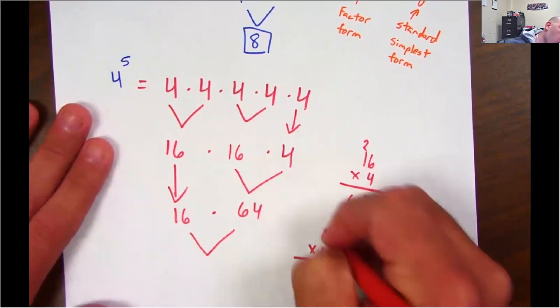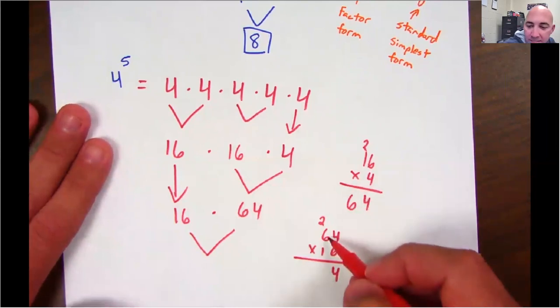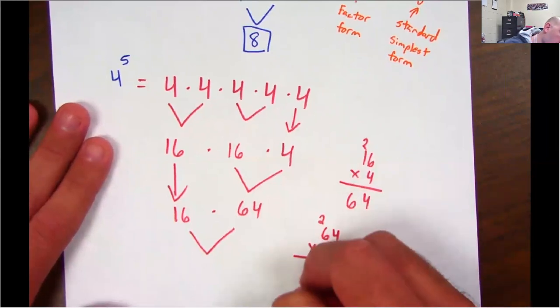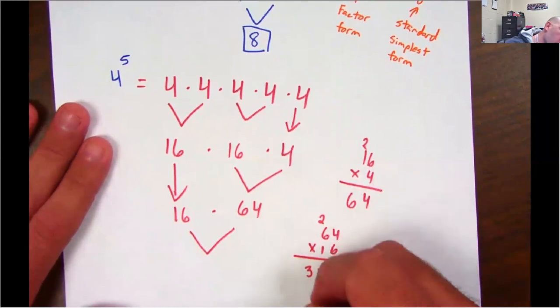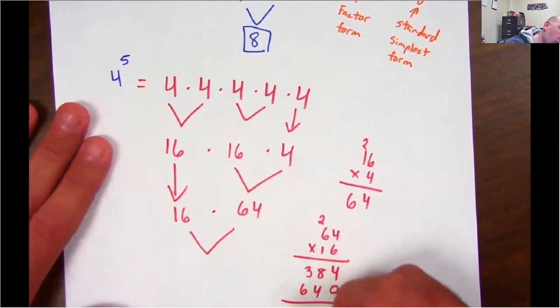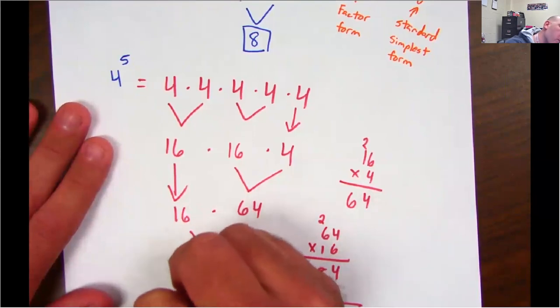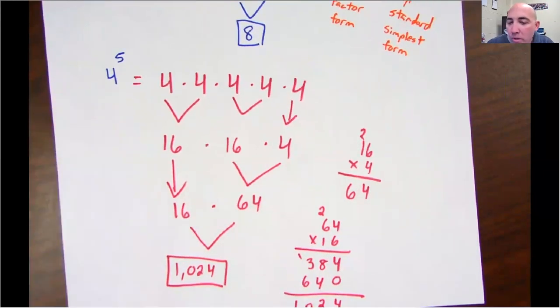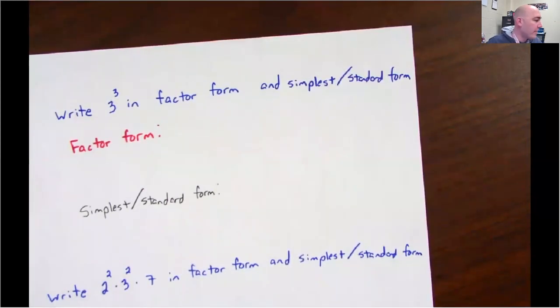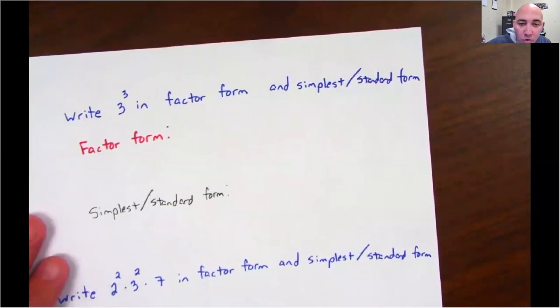6 times 4 is 24. Carry the 2. 6 times 6 is 36, plus 2 is 38. Second row, add a 0. 1 times 4, 1 times 6. Add straight down. So in standard simplest form, 4 to the power of 5 is the same as 1,024. Guys, that's how you do exponents. That's it right there. So let's go into the next piece, which is writing again in factored form and simplest form.